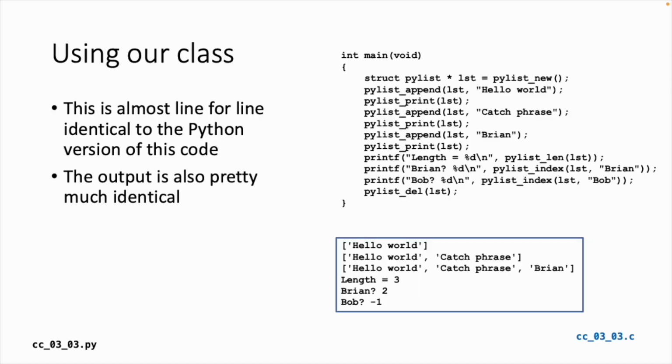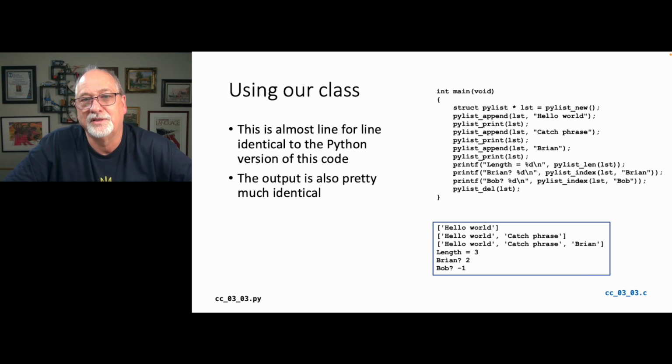And so here is the ultimate test case of our list class. You're just going to mimic that Python code. We're going to append a hello world string, append a catchphrase string, append a Brian string, print them all the time. We're going to print the length, and we're going to do an index lookup for Brian and Bob, and then we're going to delete it. We always delete it because we're not in Python, so we're carefully deleting it. And other than the -1 for Bob being 404 in the Python, because that was kind of a joke, it is identical. We're really starting to build what looks like a Python list.